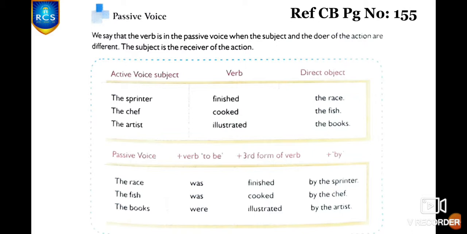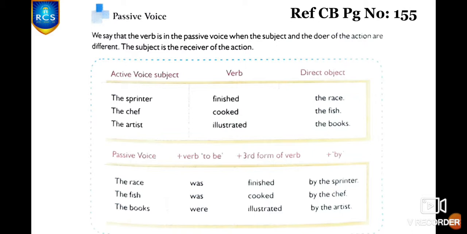The sprinter finished the race. The chef cooked the fish. The artist illustrated the books. We all know these are all active voice, right? Now, the race was finished by the sprinter. The fish was cooked by the chef. The books were illustrated by the artist.